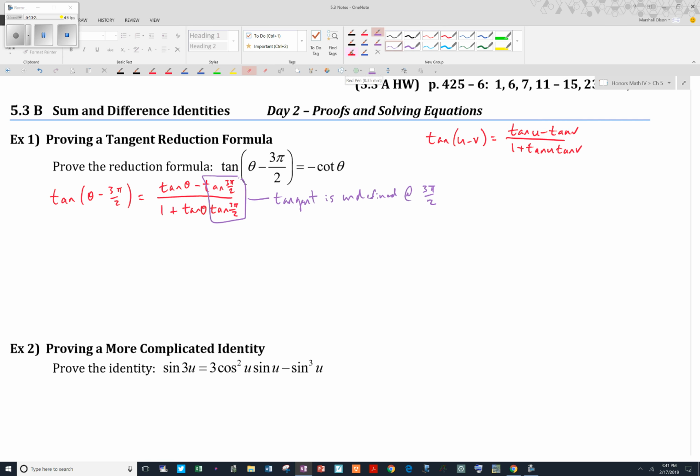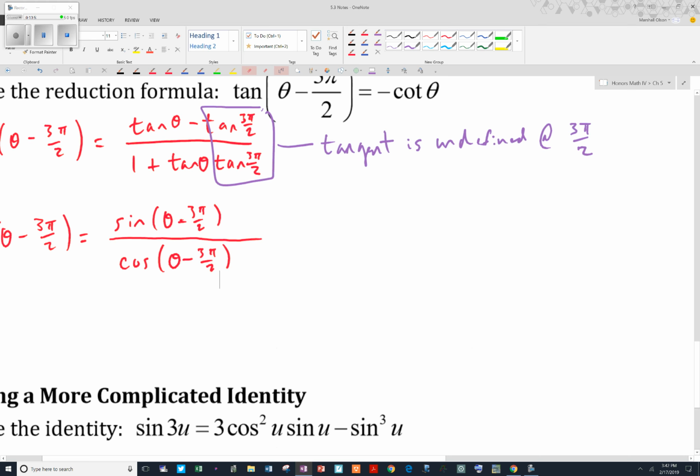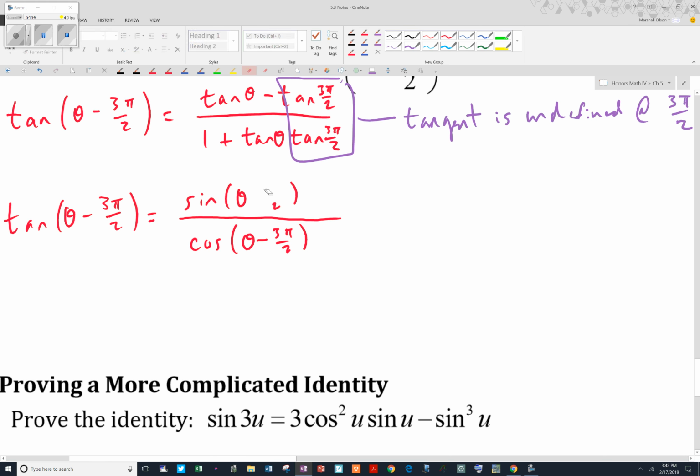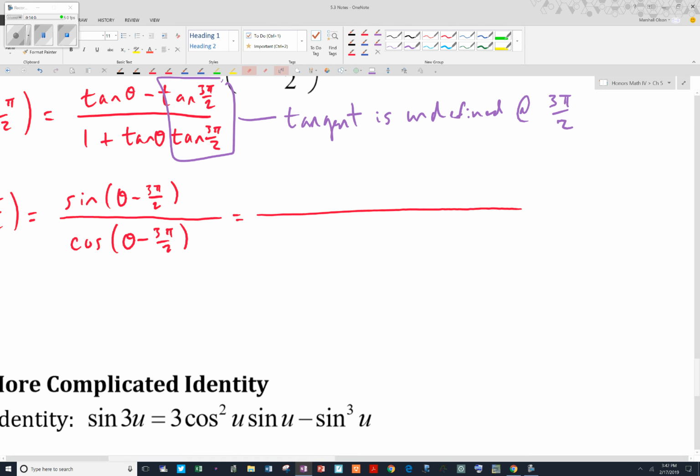All right, so let's start from scratch. I'm not going to cross that out. I want to leave that there, but I'm going to start the problem over again. So there's got to be some other way. Well, remember, we do have a definition of tangent that it's sine over cosine. So sine of theta minus 3 pi over 2 over cosine of theta minus 3 pi over 2. And then each of these, make this a little bit more legible, we can now expand using our difference formulas.